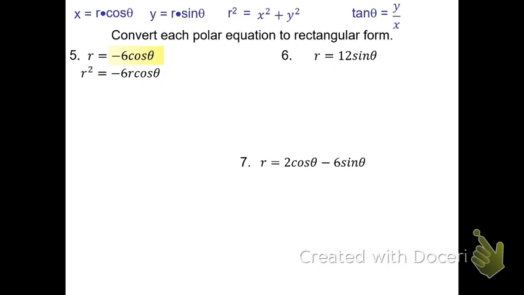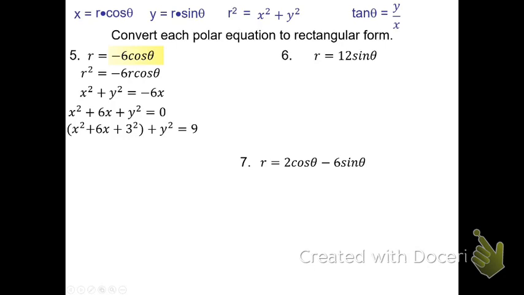Now we can do two substitutions. I can replace the r squared with x squared plus y squared, and I can replace the r cosine theta with x. Now thinking back to the conic sections chapter, I'll need to gather all the x's to the left so that I can complete the square here. If I move the 6x over, I'd get x squared plus 6x plus y squared equals 0. To complete the square, we get the quantity x squared plus 6x. Half of 6 is 3, so plus 3 squared, plus y squared.